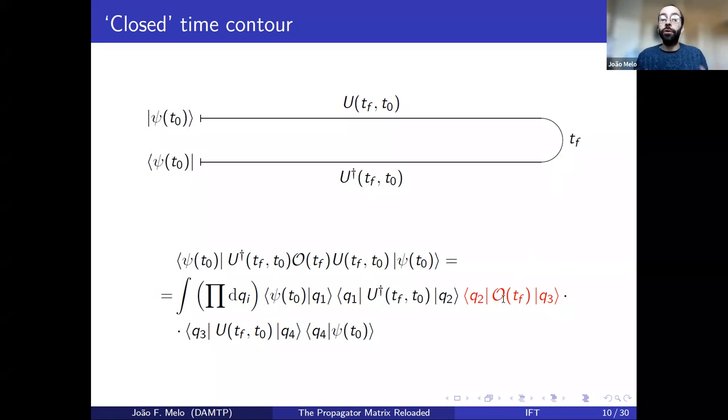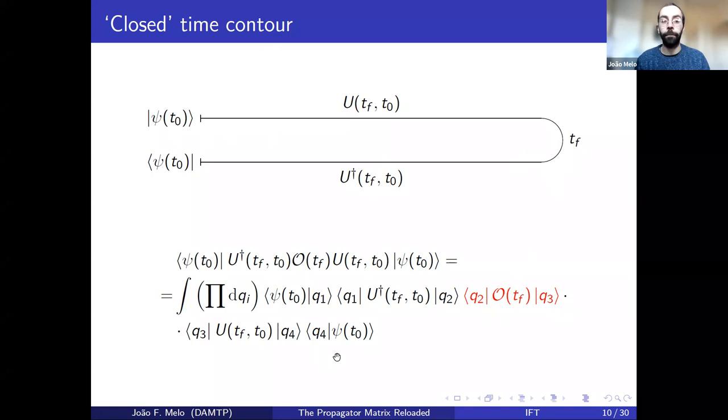I start with my ket. I evolve forwards in time with one path integral, with e to the IS. I put in my operator. I match with another path integral with another set of fields that has an e to the minus IS that evolves backwards in time back to my bra. And then I have to integrate over all possible initial conditions weighted by my initial wave function.